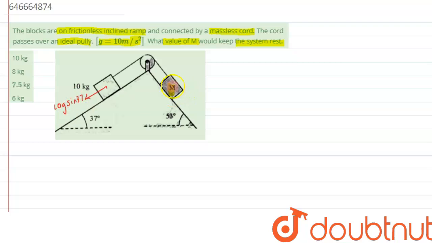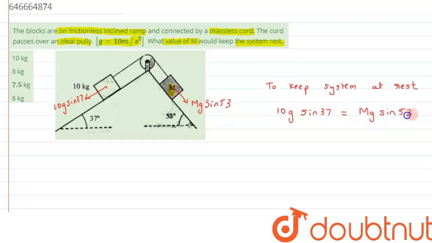Alright, and if we make the FBD of this block, we can see this block will be pulled in the downward direction with a force of mg sine 53. To keep the system at rest, these two forces which are pulling the blocks should be the same, so that the system will remain at rest. We can write 10g sine 37 has to be equal to mg sine 53. So we just have to compare the forces.